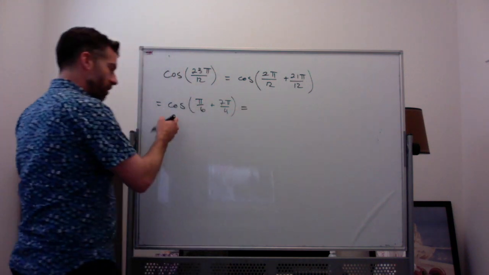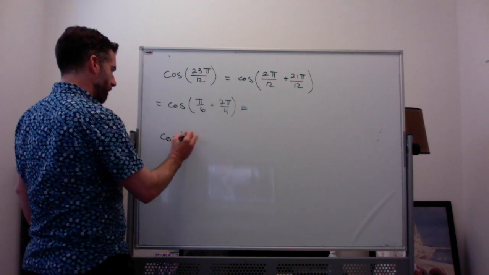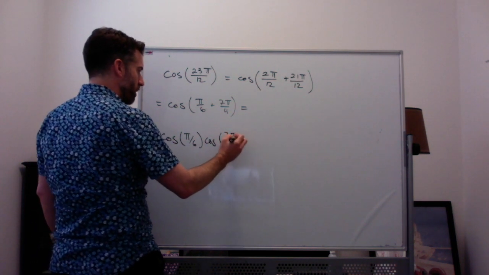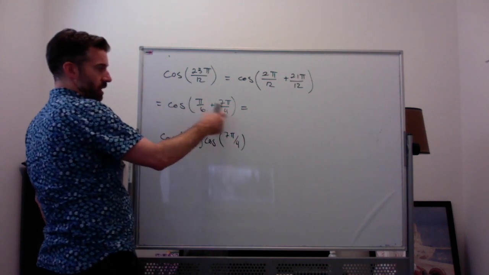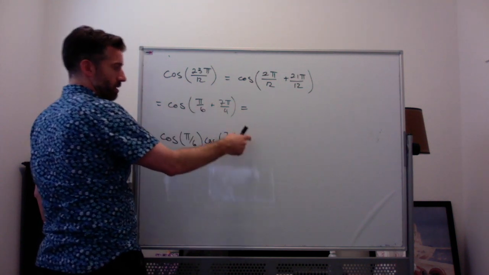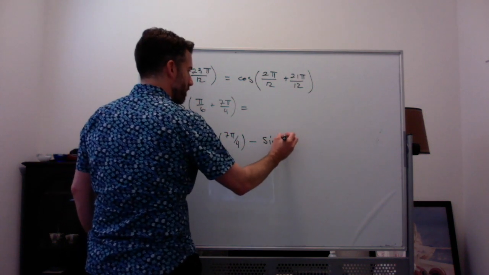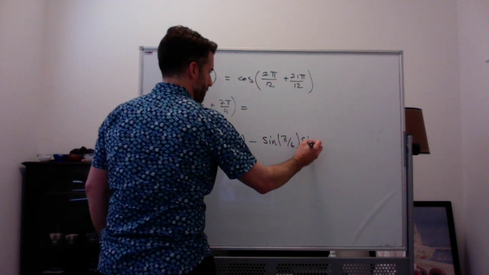So then we use the cosine formula. It's going to be cosine of the angle times cosine of the other angle. And then for cosine, the signs are opposite. So if it's a plus here, it's a minus there. And then it's sine of the first angle times sine of the second angle.